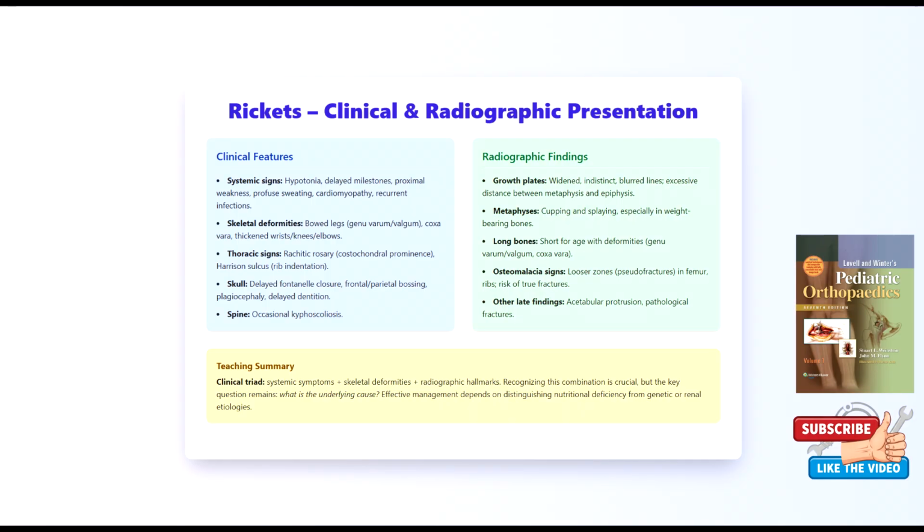When you examine the child, you often find hypotonia, delayed milestones such as sitting, crawling, and walking, and proximal muscle weakness. Parents may report that the child sweats profusely, especially during the night, and in severe cases, cardiomyopathy or recurrent respiratory and gastrointestinal infections can complicate the presentation. This constellation is important to keep in mind. Rickets is not just a skeletal disease. It can affect multiple systems, particularly in its severe nutritional form.